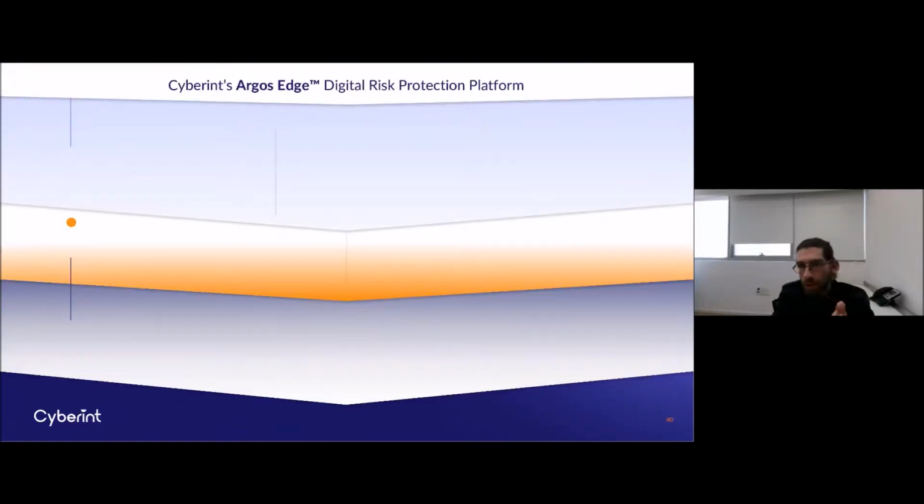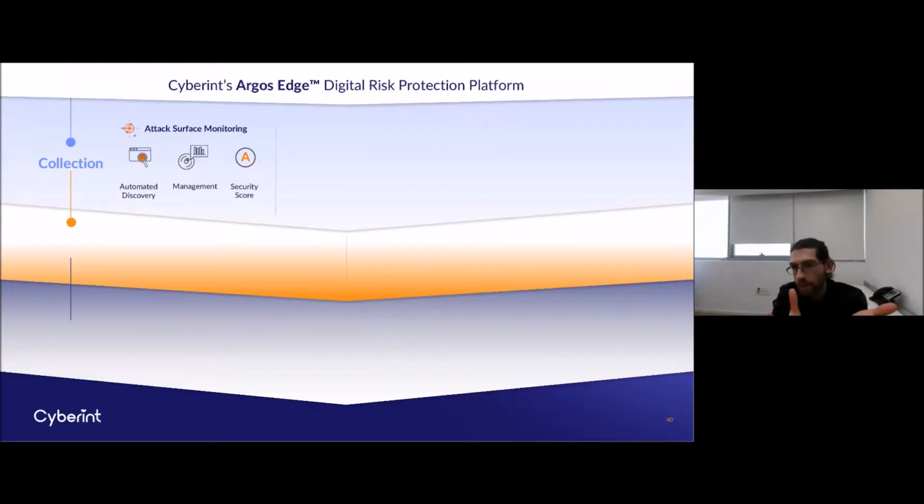So this is what we do over at Cyberint, right? And I think we can divide the threat intelligence process, the digital risk protection that we give the customer, into three broad stages. So the first stage is, sorry, it's collection. First of all, you need to collect all the data from all the right sources, right?